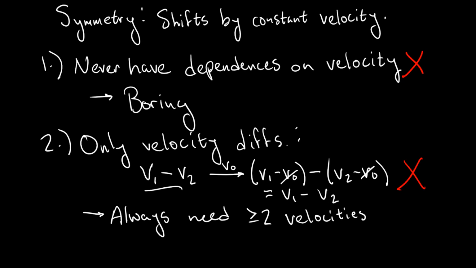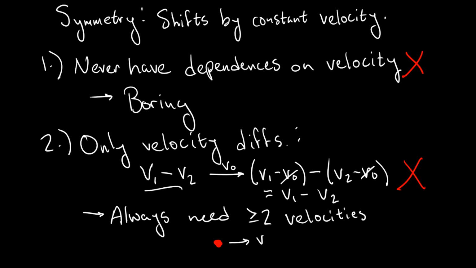Which we don't always have. I can consider a single ball, moving along at some velocity, and I should still be able to describe that. But in this particular case, I can't do that because I don't have a second velocity to take the difference with.